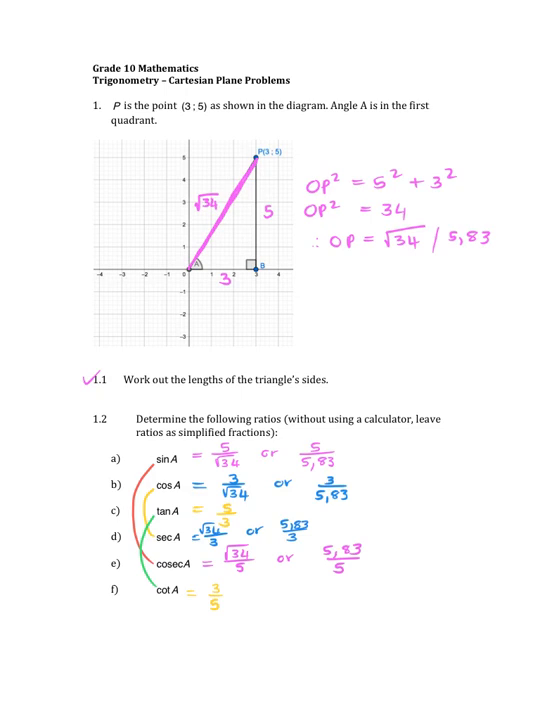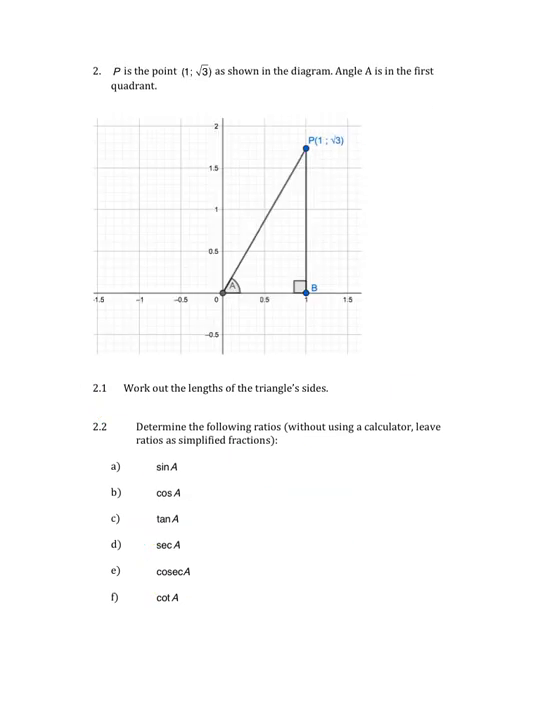All right, so that's our first page done. This was pretty easy. Okay, let's go into page 2. Right, let's have a look. P is the point (1, root 3). Angle A is in the first quadrant.